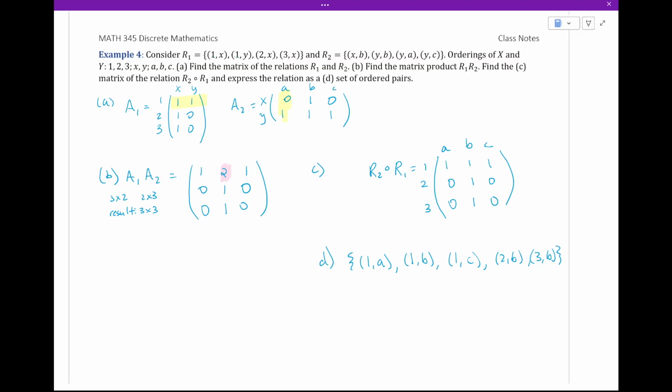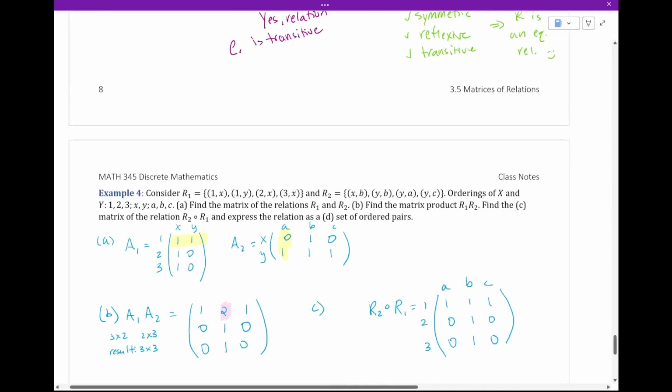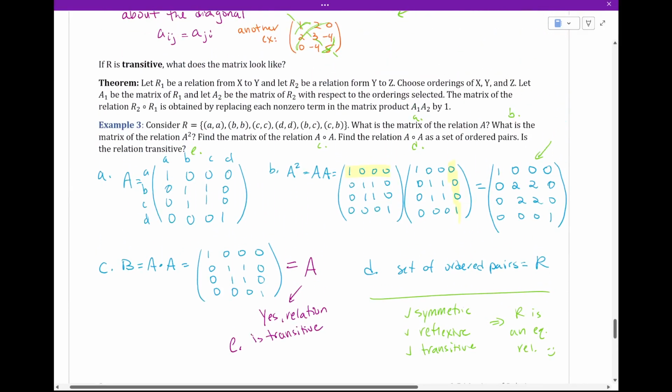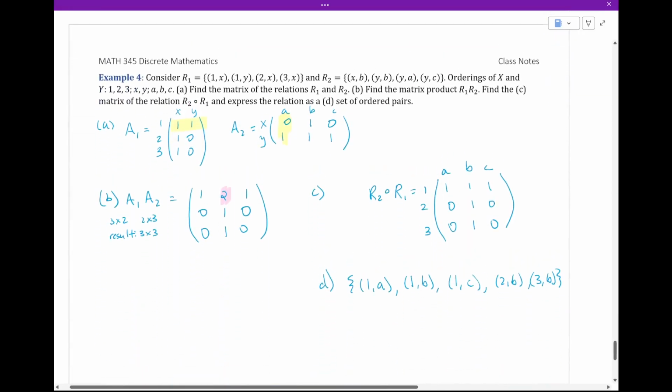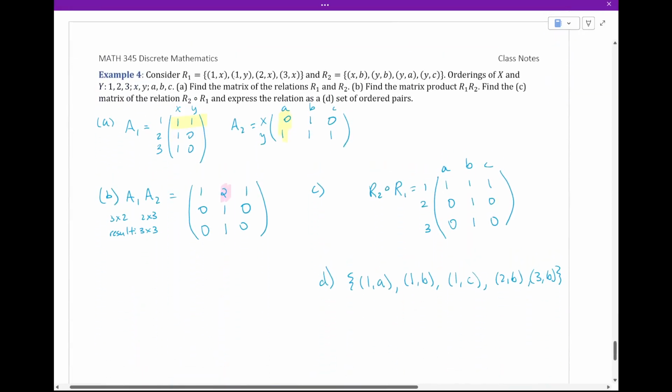I'm not checking for transitive relation here because that's for one set where you do it with itself. Like here we did A squared, A with itself. So that's not really an option for this one. So no transitive here.